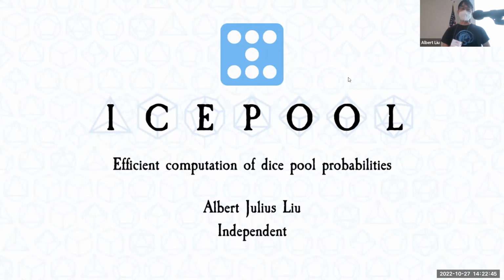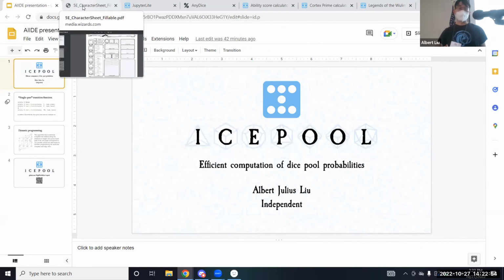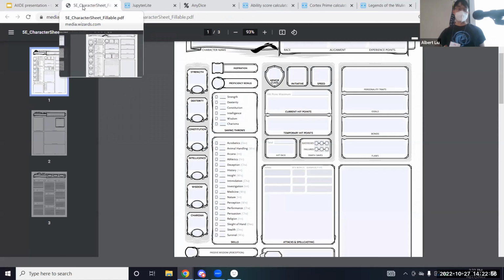Hello, I'm Albert, and I'm here to present Icepool, my project on efficient computation of dice pool probabilities. I'm going to start out with a motivating example and demo.